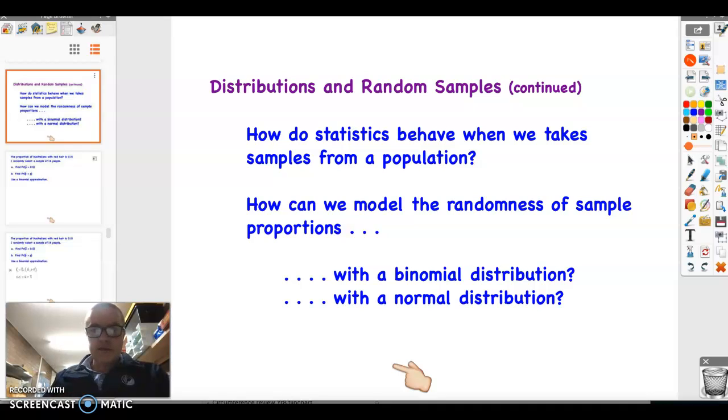So in that lesson we talked about how statistics behave when we take samples from a population, and it was very much about how do we model the randomness of those proportions, and there are two models that we looked at. So sometimes we use a binomial distribution, sometimes we use a normal distribution. There is a rule of thumb about when you use each distribution, but just for the purposes of assessment of the exams, examiners will tell you whether to use the binomial or whether to use the normal distribution.